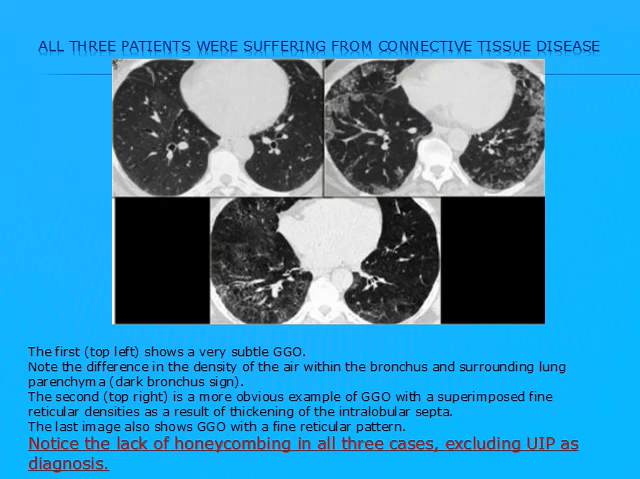These three patients are suffering from connective tissue disease, and all of them presented with NSIP. As you see, these are ground glass opacities having a peripheral, basal pattern. Again, this is ground glass opacity. Ground glass opacity with some sort of traction.